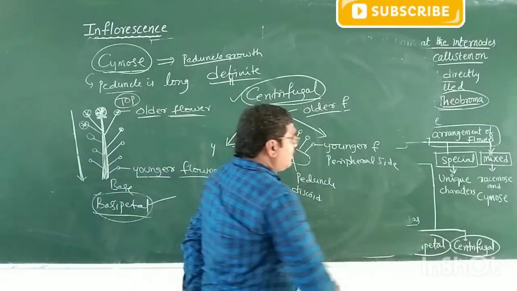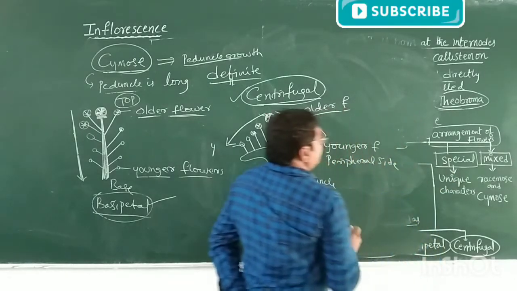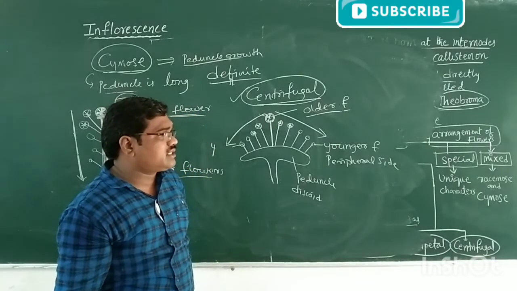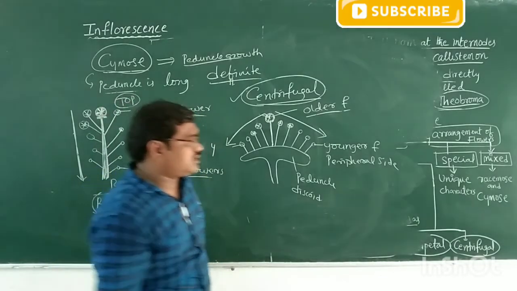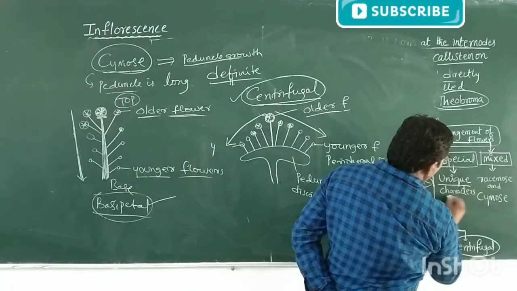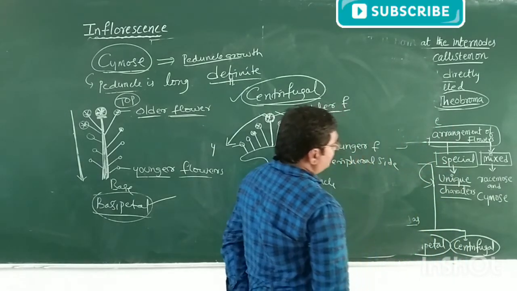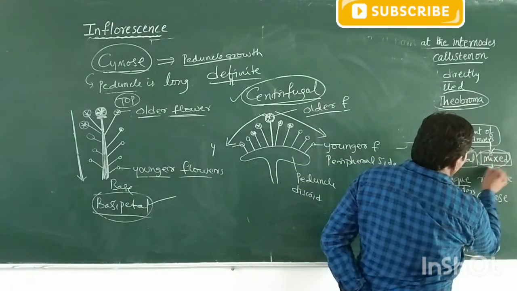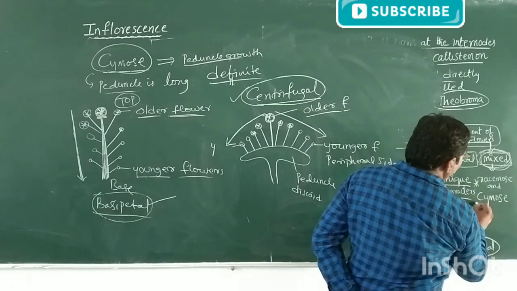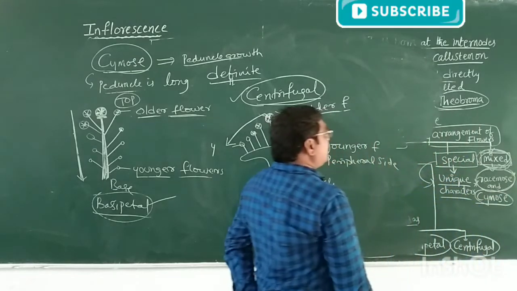Again, basically the inflorescences are of four types: racemose, cymose, special type of inflorescence and a mixed type of inflorescence. In a special type of inflorescence, they have unique characters, that is verticillaster, cyathium and hypanthodium. And what is a mixed type of inflorescence?